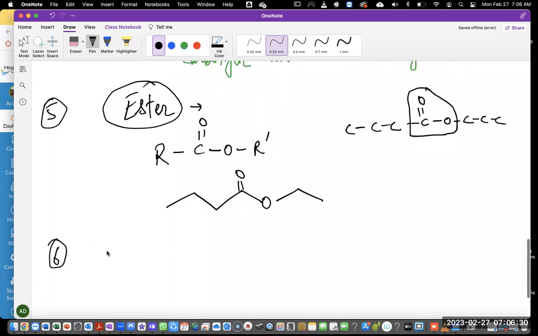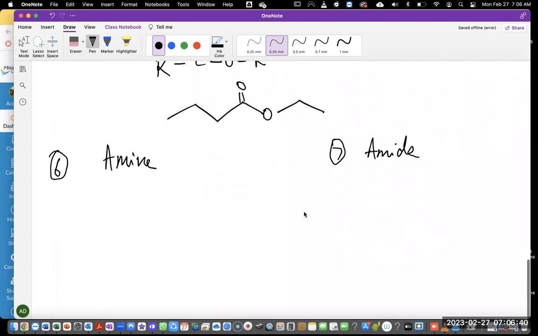The next functional group we want to talk about is amine, and we will do the last one, amide. We'll do them together, okay? So now, whenever you see the letters AM in chemistry, for example ammonia, ammonium, amine, amide, understand that we are talking about nitrogen. Okay, so guys, if I have a carbon chain and that carbon chain is bonded to nitrogen, you have what we call amine.